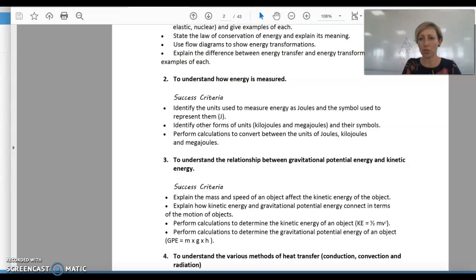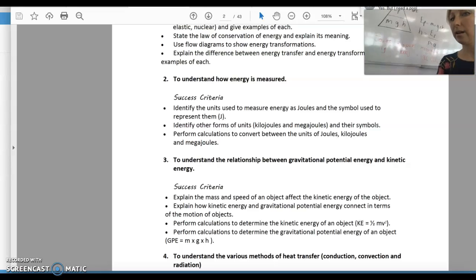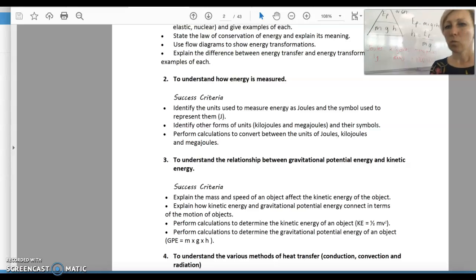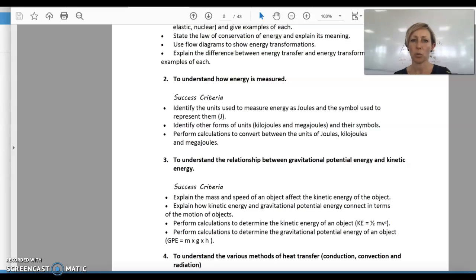So I've just written it on the board here. You can see behind me. It's in red, so it might not be very clear. But if you have 1 joule, we talk about joules. If you have 1,000 joules, we could express that as 1,000 joules, or 1 kilojoule.